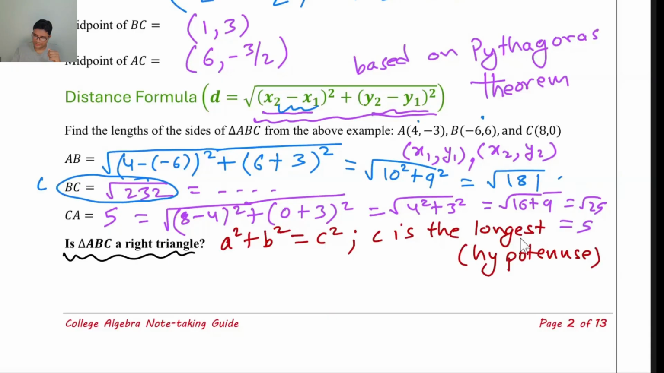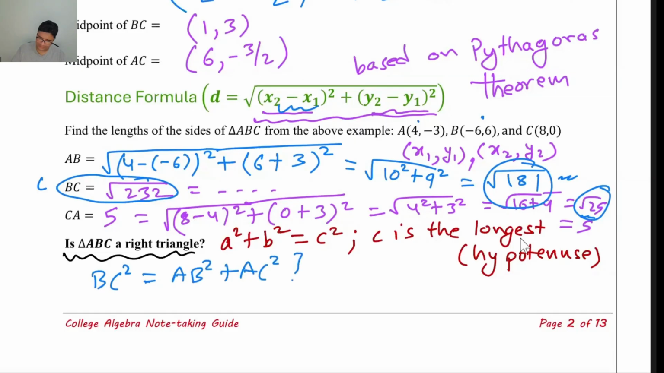AB is under root 181, CA is under root 25. So if you compare them, under root 232 is BC. But what was BC squared? Is it equal to AB squared plus AC squared? You ask that question and you check. BC square will be 232. Basically, when you square, you get rid of the square root sign. AB square is 181. AC squared is 25.